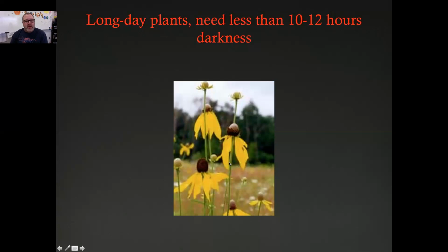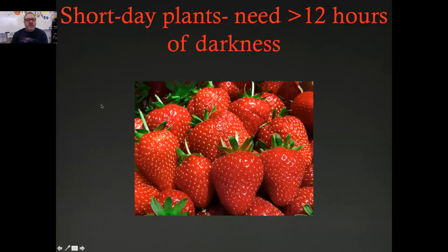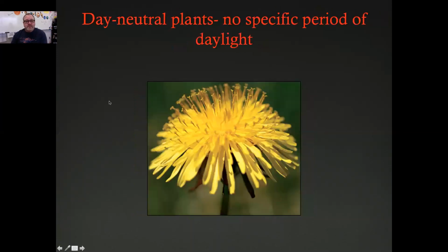Oh, this is a wild prairie plant in Minnesota. It's a black-eyed Susan, if I remember correctly. Okay, short day plants then are plants that need more than 12 hours of darkness. Strawberries are an example of a plant that needs a short day. So not too much sunlight during the day. Now, in the name, it says short day. If you think about day like daytime, then it's a short day, so there's not a lot of light.